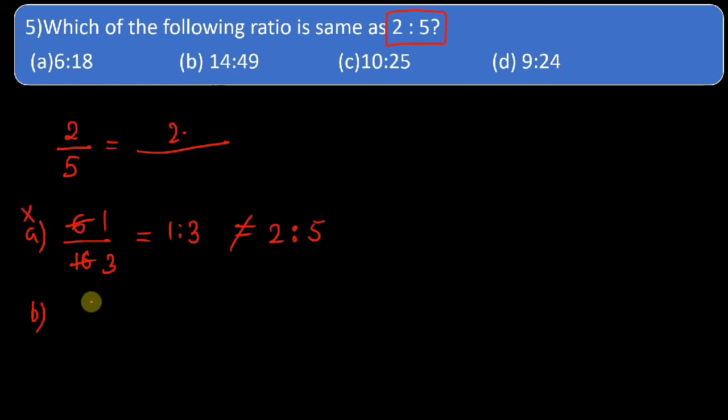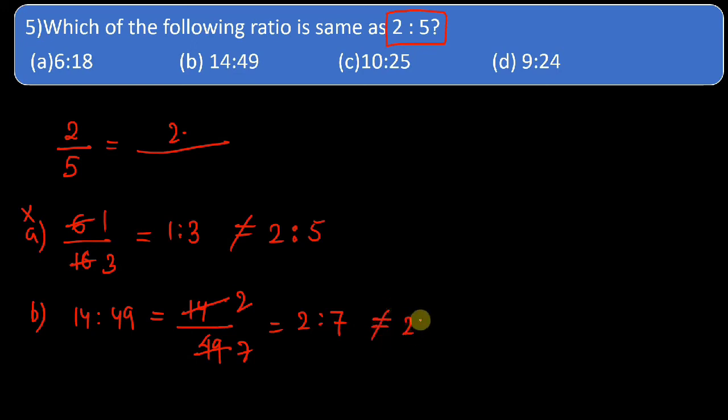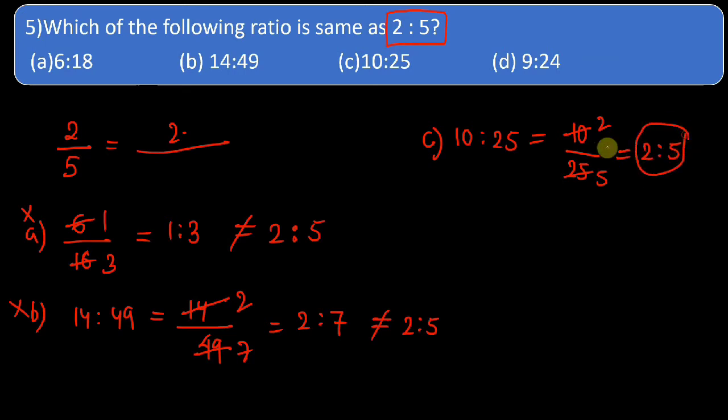In the same way we proceed with the next option, that is 14:49. If we find the simplest ratio of 14:49, 7 2s are 14, 7 7s are 49, that is 2:7, again which is not equal to 2:5. So this is also not our answer. Let's proceed with the third option, that is 10:25. The simplest form is 5 2s are 10, 5 5s are 25, which is 2:5. As you can see, this is equal to the given ratio 2:5. Then our correct answer is C.